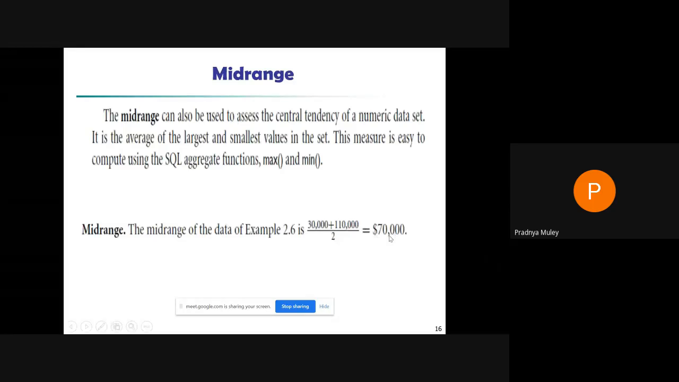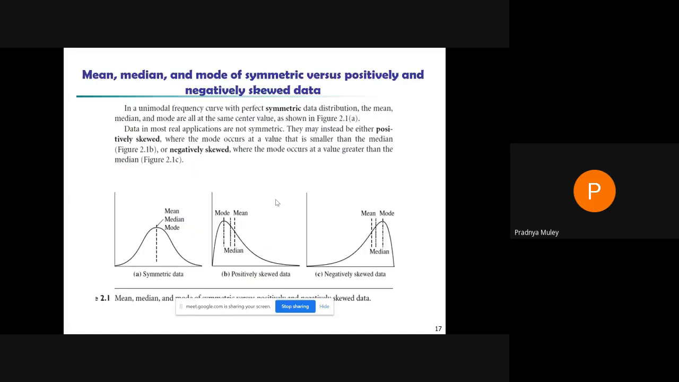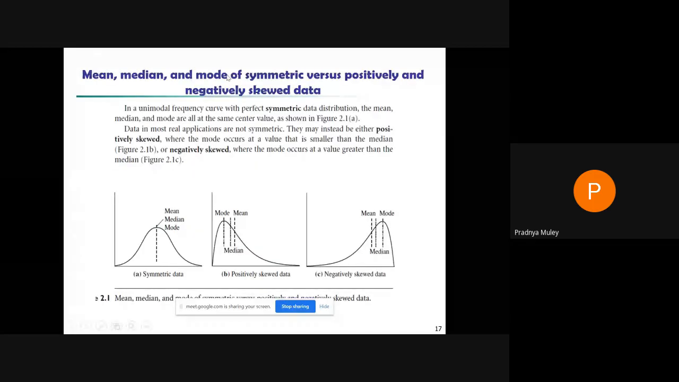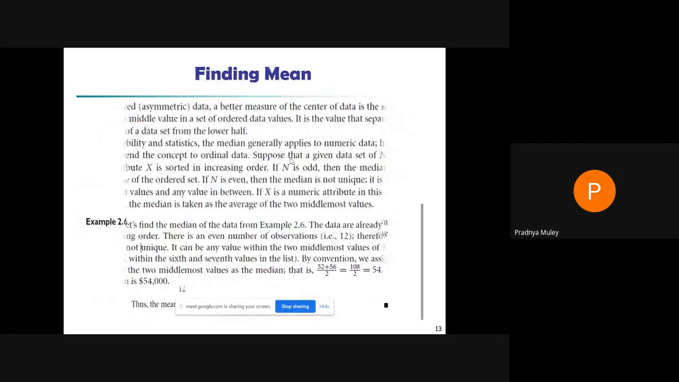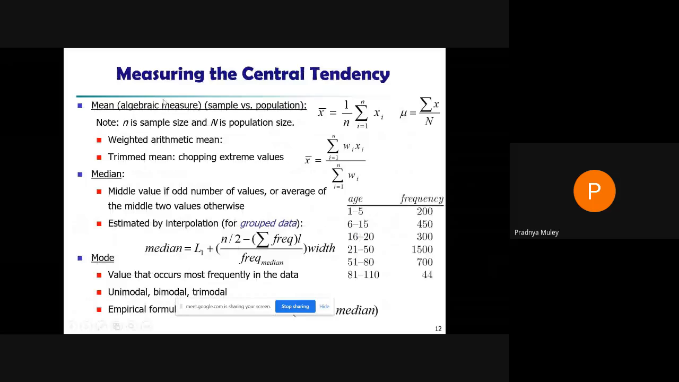So the mid-range of this given data is 70,000. Many a time a question is asked: calculate the mean, median, mode and mid-range of the given data set. So these are the formulas to calculate it. It's very easy. Now, have you understood the mean, median, mode and mid-range of the data? I think you must have understood.